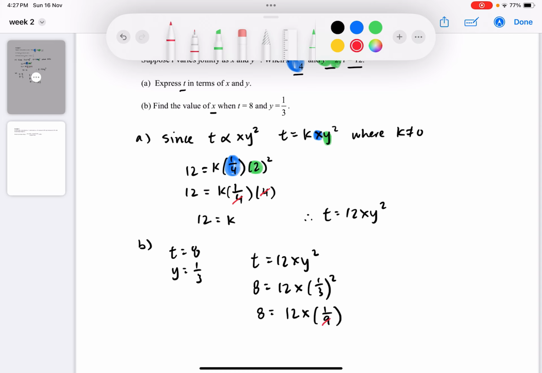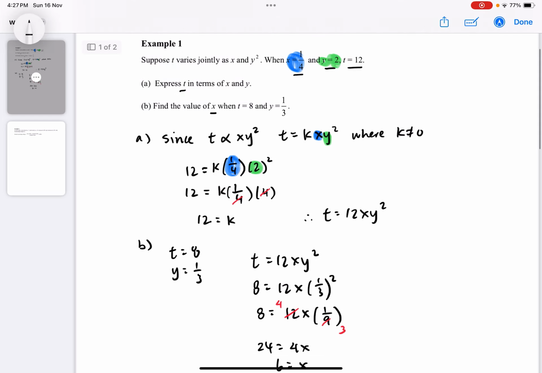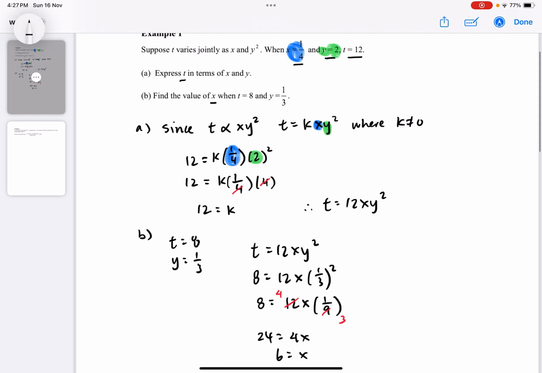We can cross these out. So this will be 4 and 3. And I'm just doing more algebra. So I'm isolating for x. So 4x, and then x would equal 6 in here. And then we're done. So that would be the first example. And then let's move on.